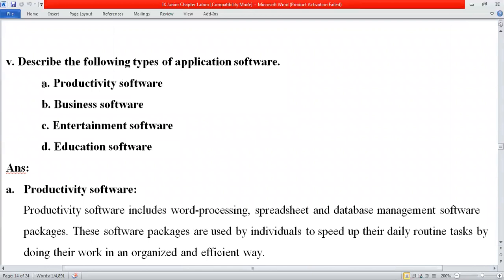So in the current week, we have discussed productivity software, business software, entertainment software, and education software. This is the last long question of our topic in our exercise of chapter number 1. Now, what about those topics which are included in the chapter but not included in the exercise? Today we will discuss those topics, and one by one we will explain them in the coming lectures.